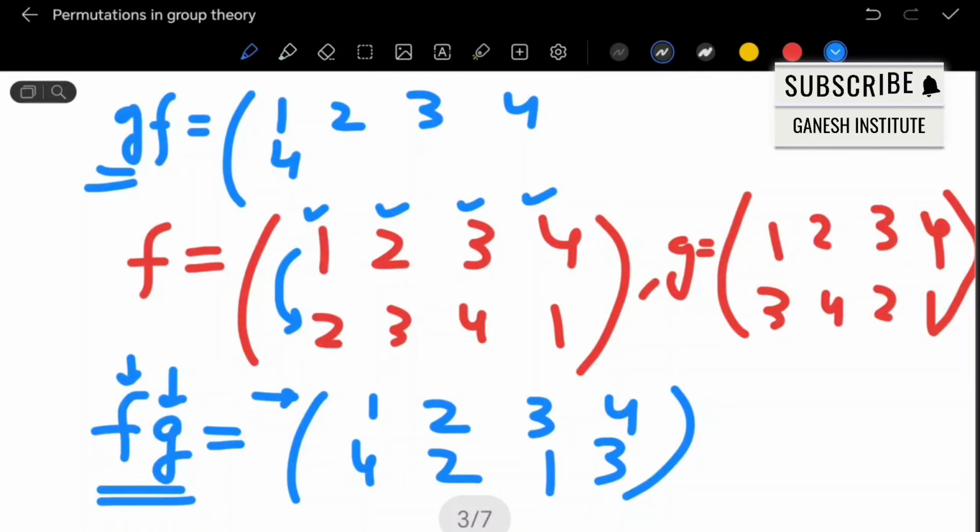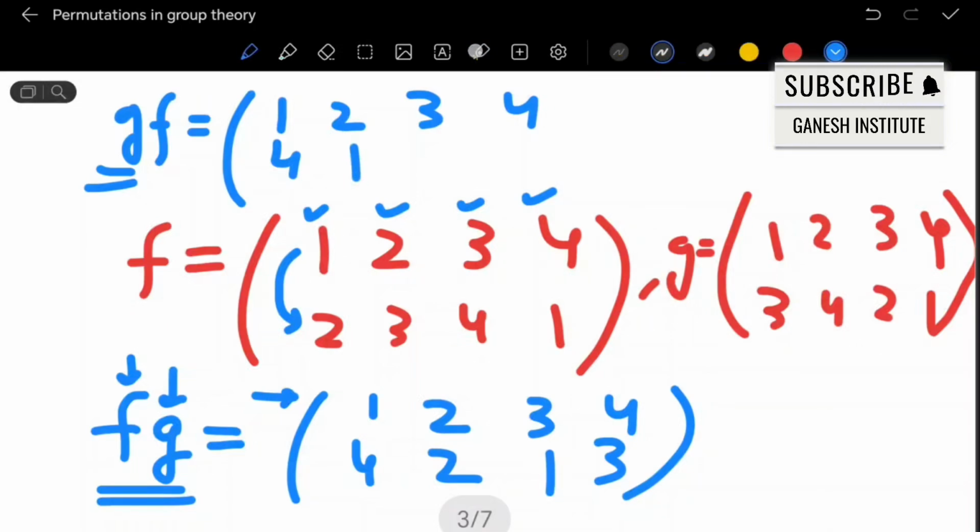So 2 by, again, you have to go backwards. Here is 2 and 2. First permutation is G. So start with this one. So 2 is mapped with 4 and 4 here is mapped with 1. So 2 with 1.